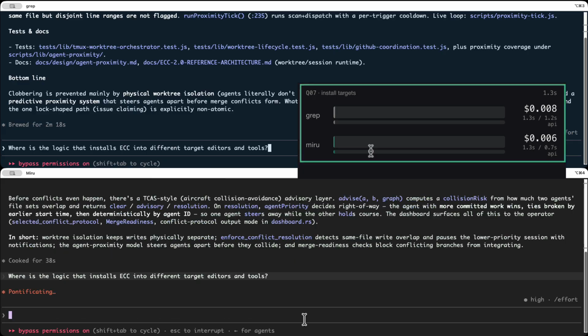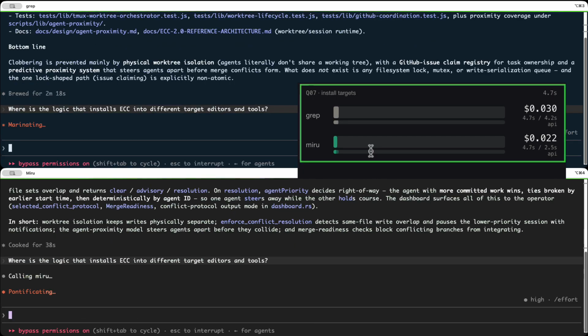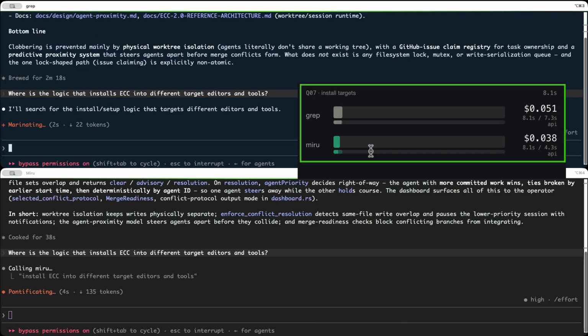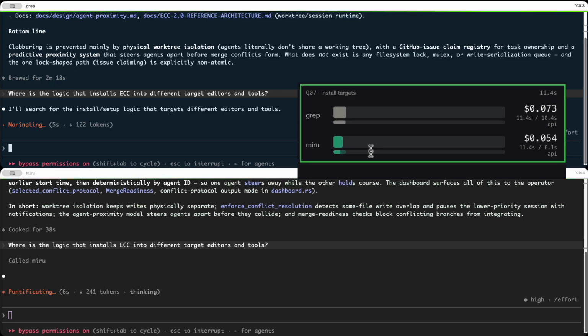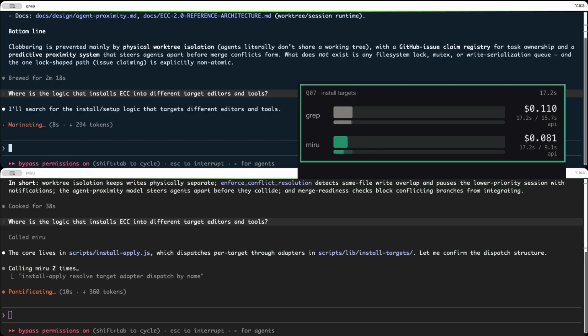Where is the logic that installs ECC into different target editors and tools? My team is split across Cursor and Claude Code, so the practical question is whether this installs into both.